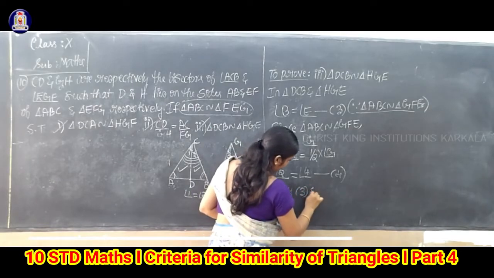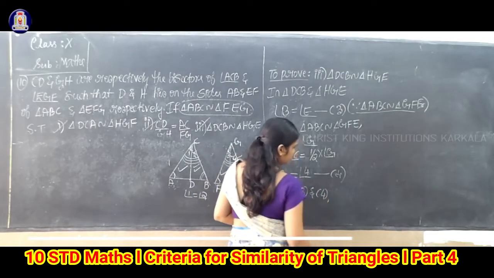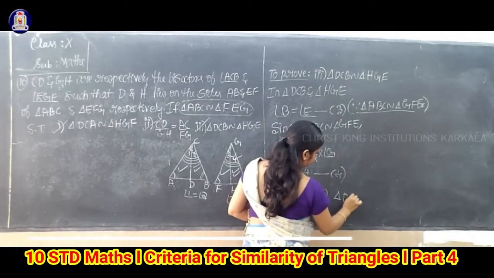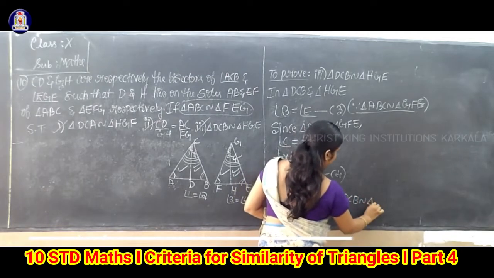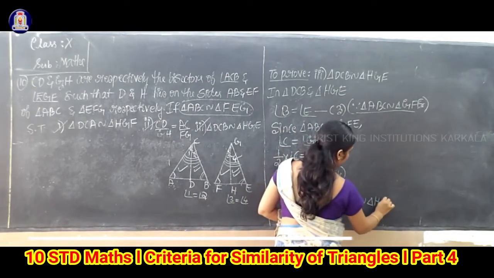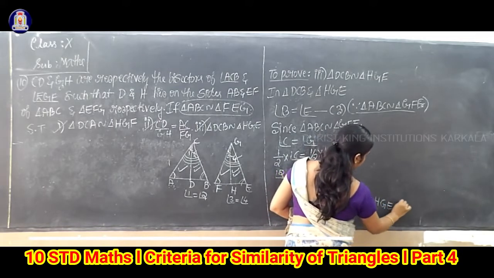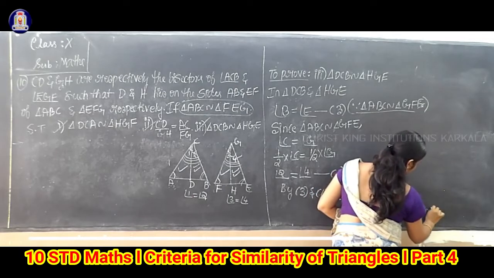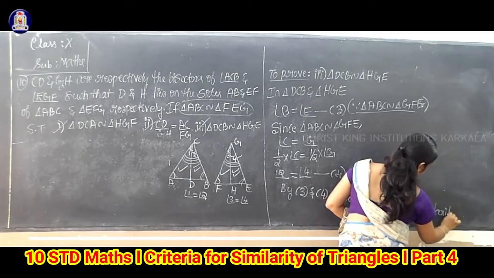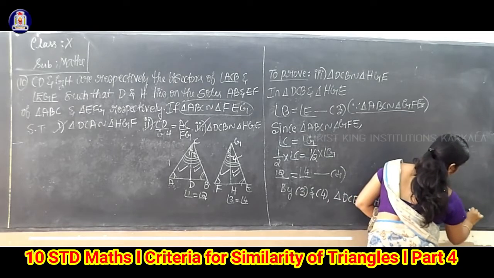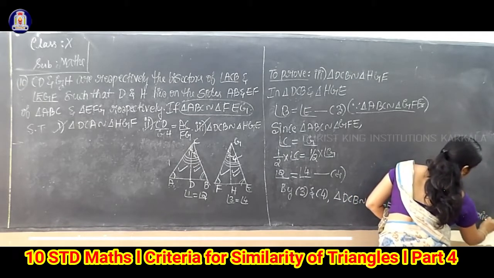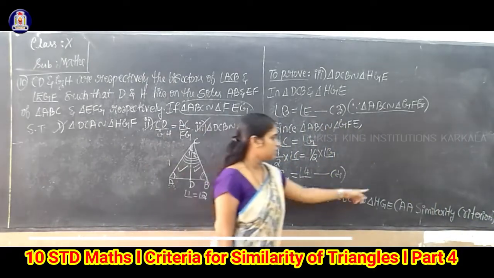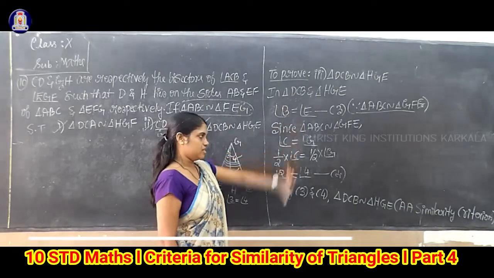So by angle 3 and angle 4, triangle DCB is similar to triangle HGE. Okay, what is the reason? AA similarity criteria. By AA similarity criteria, we can say that these two triangles are similar. This is what we have to prove.